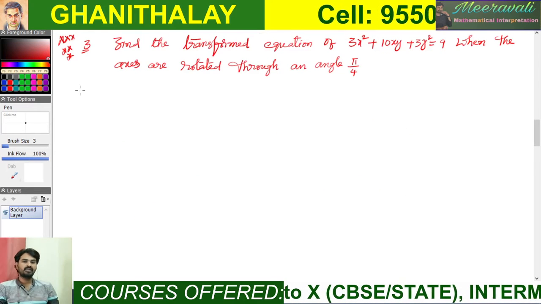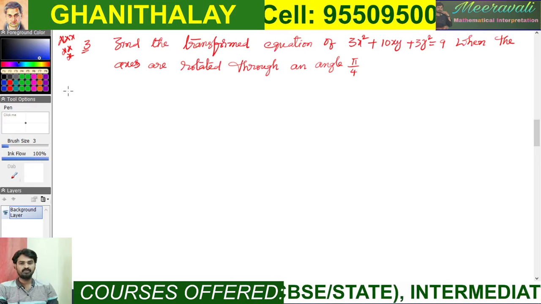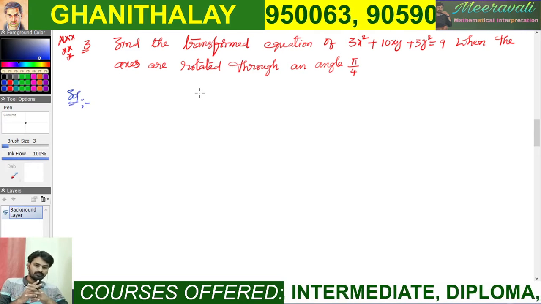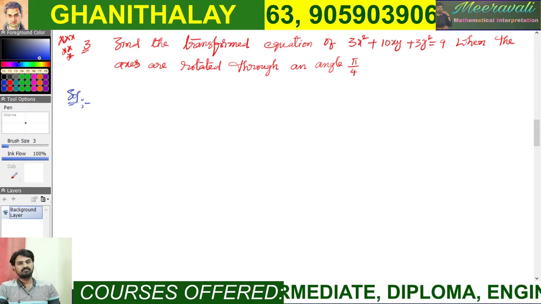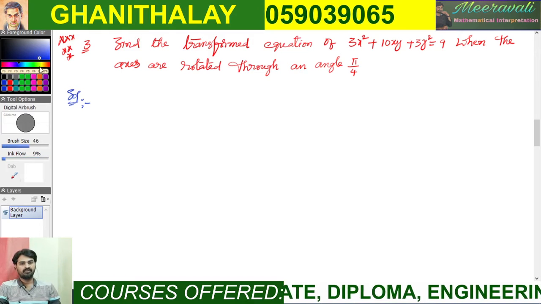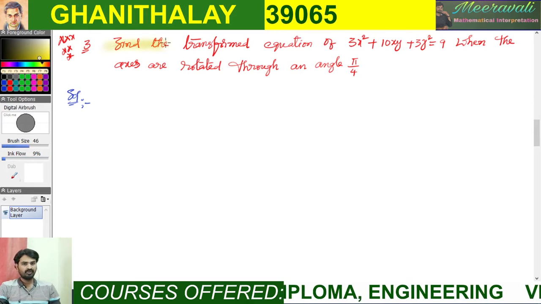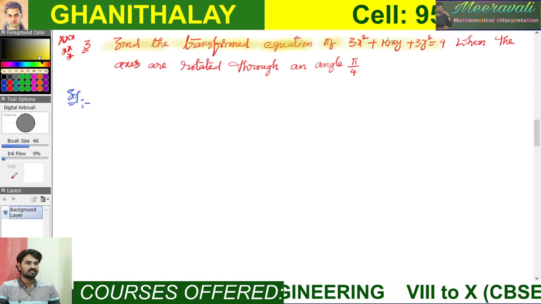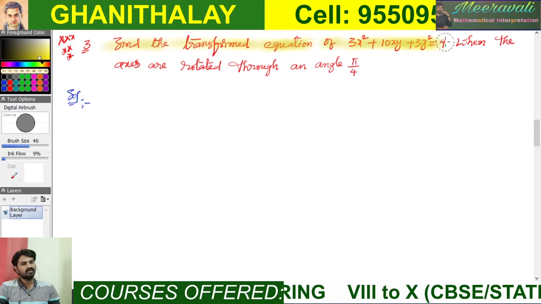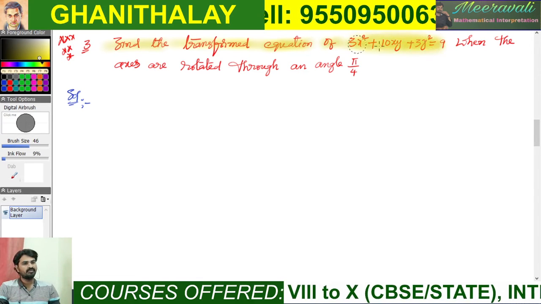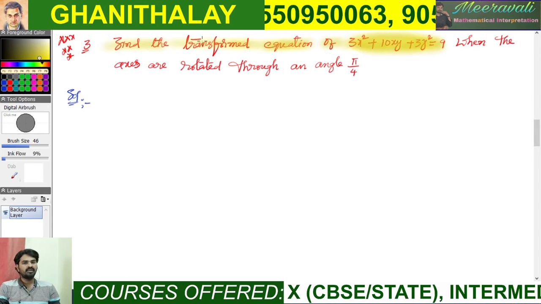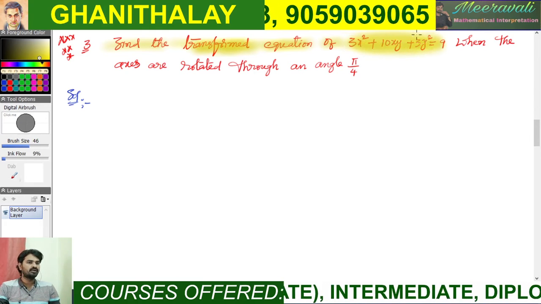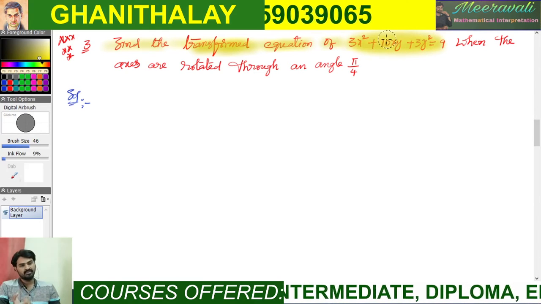Okay students, coming to the next problem. This is also very important. So read the given problem carefully, what you have observed. Find the transformed equation of 3x square plus 10xy plus 3y square is equal to 9. So here this equation will be given. For this equation we have to find the transformed equation. So that means this equation is in the old system. Okay, so here the old system equation will be there.